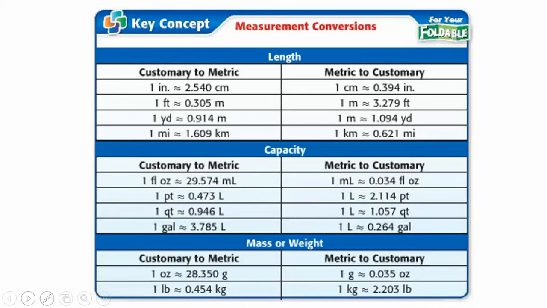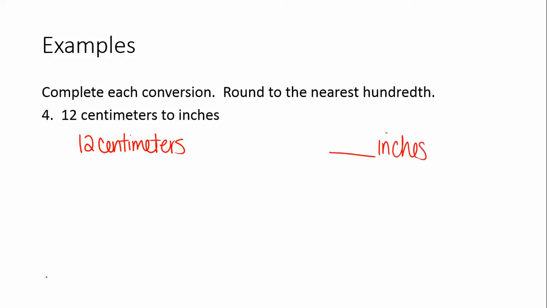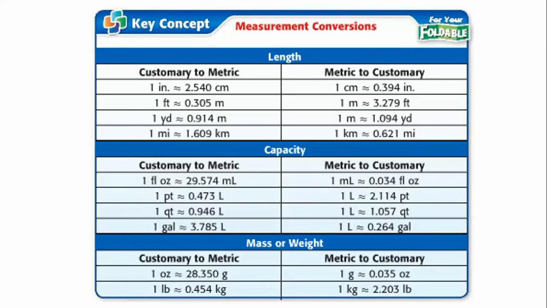But now we're going to look at some measurement conversions. So we want to convert centimeters to inches, and we need to round to the nearest hundredth when we can. So we have 12 centimeters, and we want to get so many inches. So if we go back, we're looking for the length, centimeters to inches, and we see that 1 inch is about 2.540 centimeters, or 1 centimeter is about 0.394 inches.